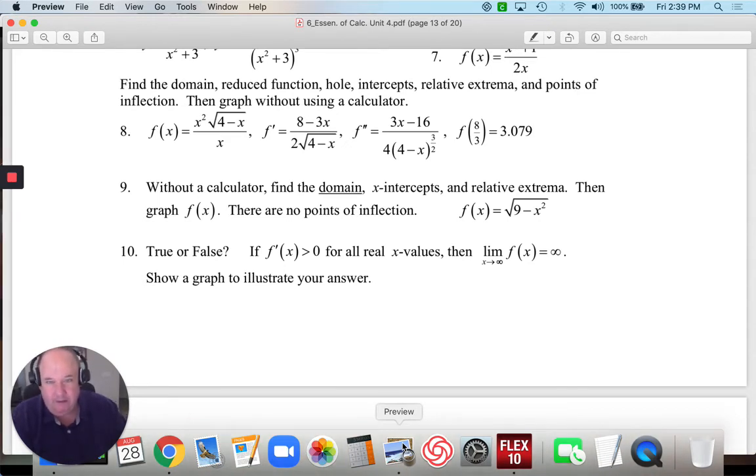Without a calculator: domain, intercepts, extrema. We have f of x equals the square root of 9 minus x squared. Let me write it down: domain, x-intercepts, and extrema. There are no points of inflection. And then graph. All right, let's do this.